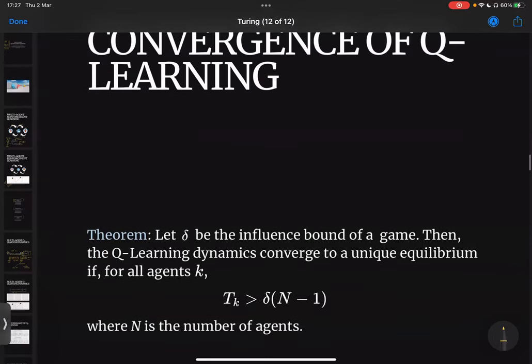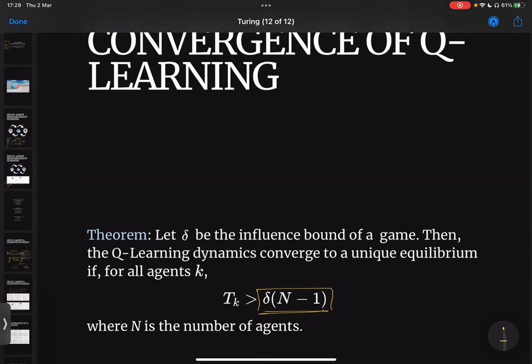The first theorem from this study is essentially saying no. It's saying that no matter what game you choose, whatever game you give me, there is a lower bound on the temperature such that as long as the exploration rate is set above this lower bound, the Q-learning dynamics will reach an equilibrium. And not only will they reach an equilibrium, they'll reach a unique one. So no matter what my initial conditions are, I can always guarantee convergence to the same equilibrium.